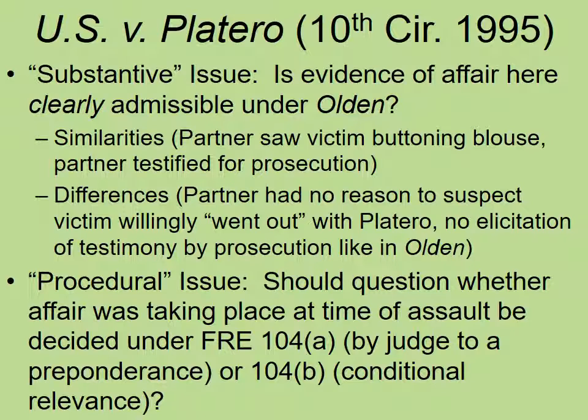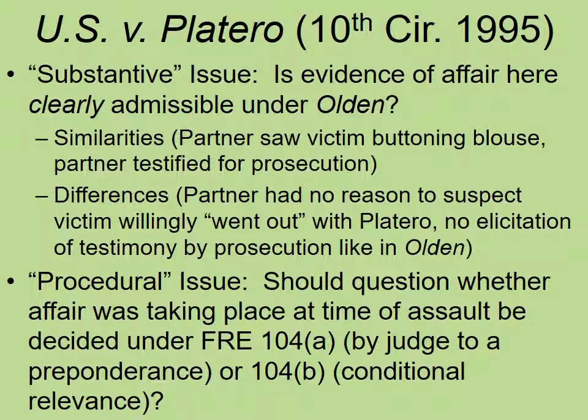And not only that, the appellate court not only agreed that the standard should have been that conditional relevance 104B standard, but they went further and said, by the way, we're going to find affirmatively that a reasonable jury could have found that fact, so that not allowing the cross-examination was a violation of the Confrontation Clause.